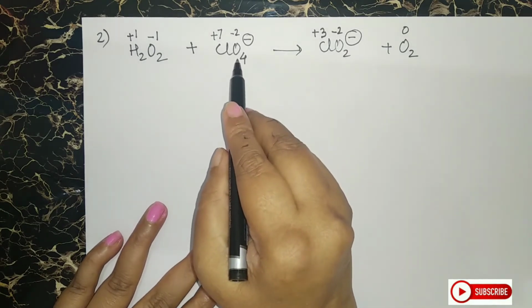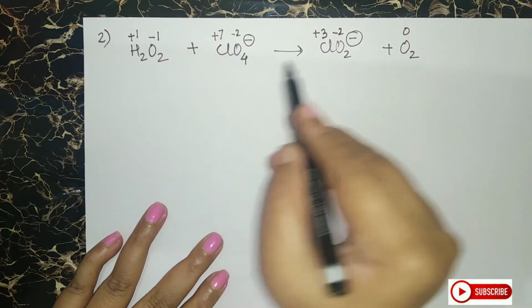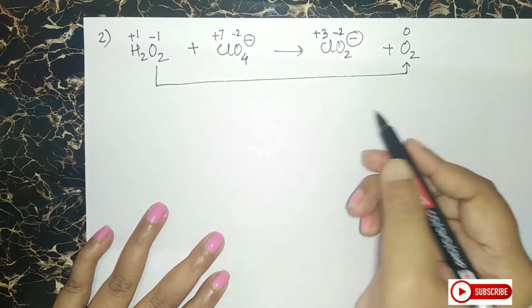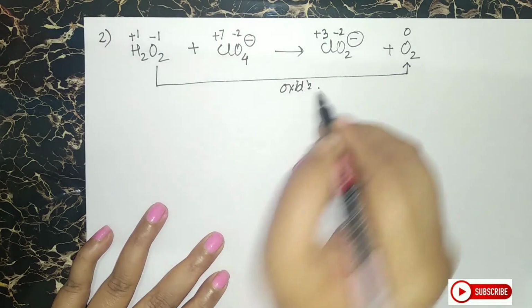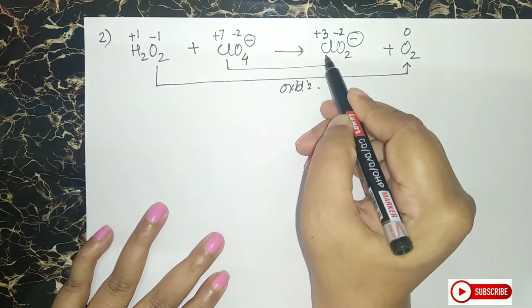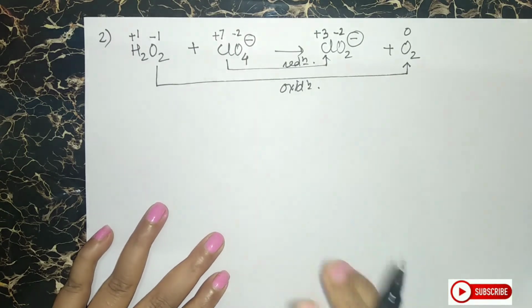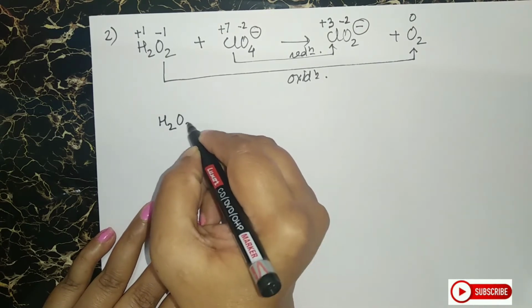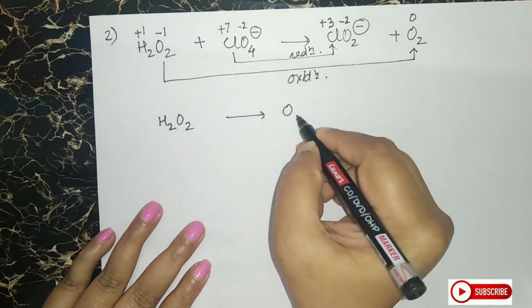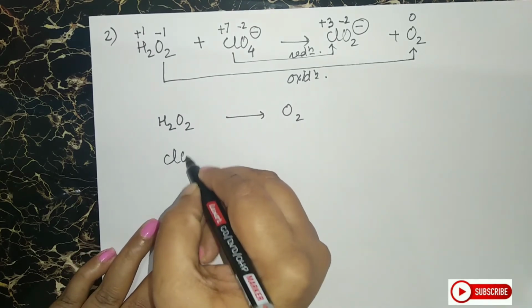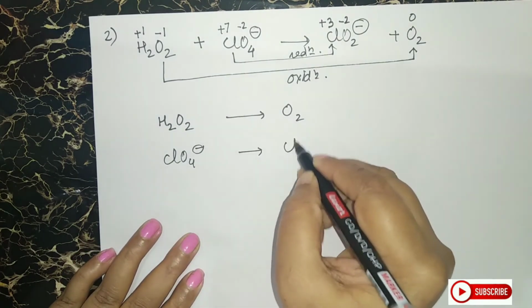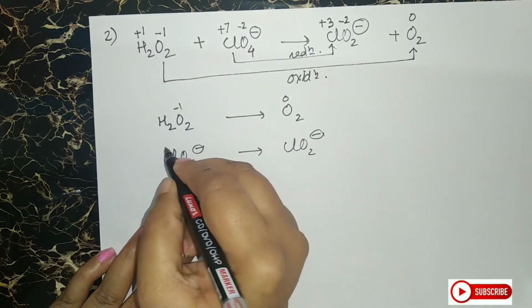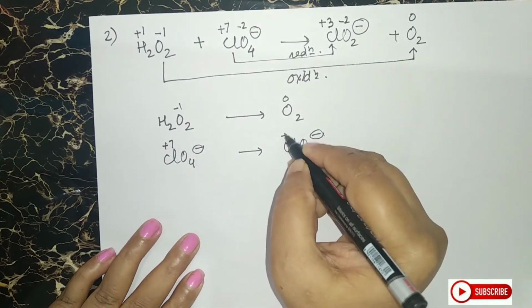If you see this one here, oxygen is in its usual -2 oxidation state, same here. But if I see this, -1 is becoming 0, it is becoming more electropositive, so this is oxidation. If I see this, this is getting reduced. So this is reduction. According to the next rule, let us write the skeletons separately. So the first skeleton I will write is H2O2 becoming O2 and the second is ClO4 minus becoming ClO2 minus. I'll just put the oxidation states here so that I can calculate the electron changes also.